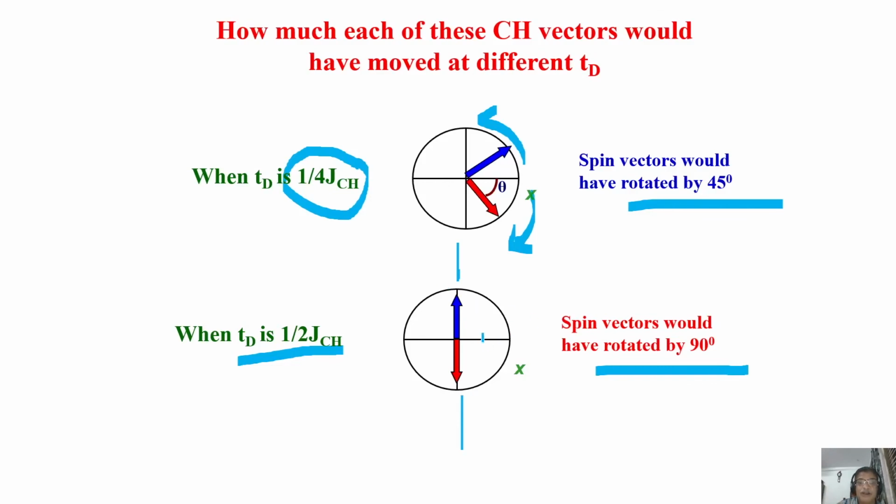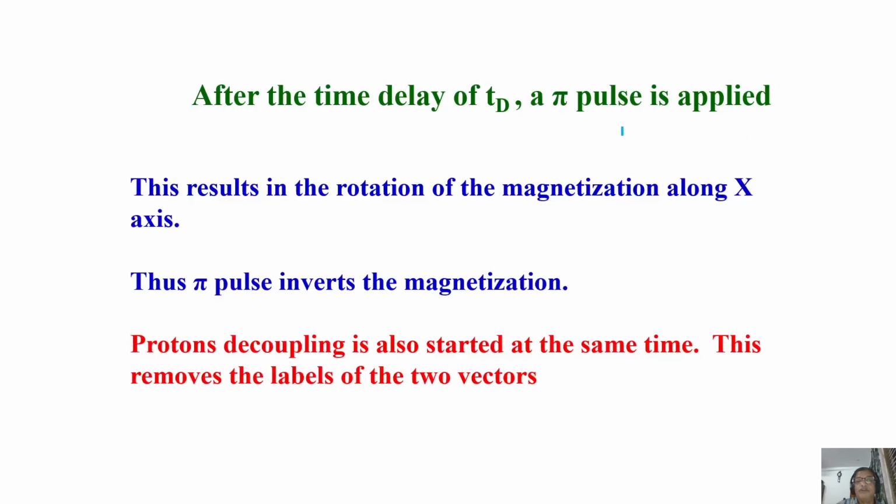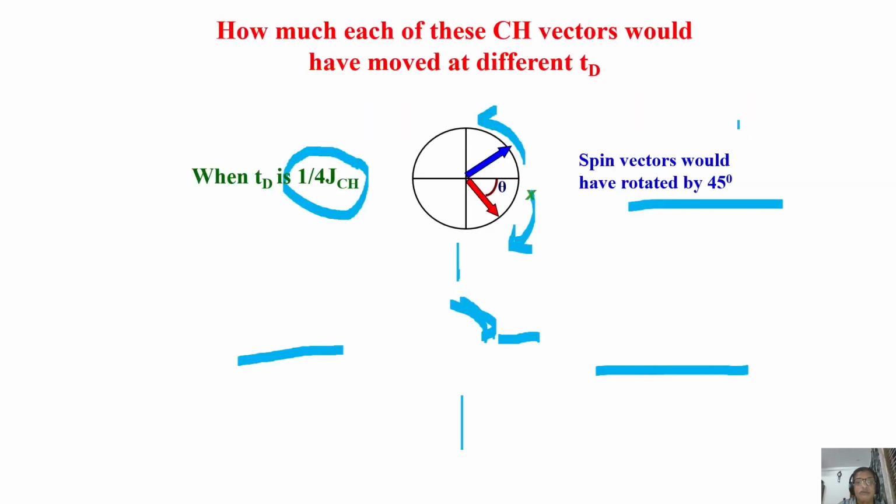Not exactly apart by 90 degrees, they moved by 90 degrees with respect to the axis where they were. Between them there is of course a 180 degree difference, but each vector has moved away from the axis in which it was tilted initially by the 90 degree pulse. After the time delay of TD, a pi pulse is applied.